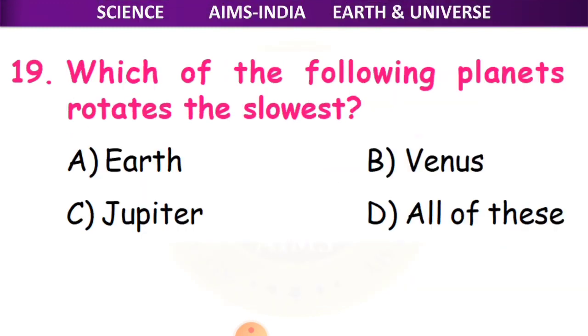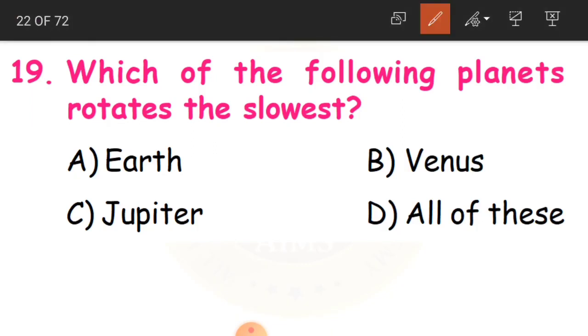Now the 19th question here. Which of the following planets rotates the slowest? The slowest. Okay, which is going to rotate the slowest, because every planet has got its own speed while rotating and revolving. So which is going to rotate the slowest?